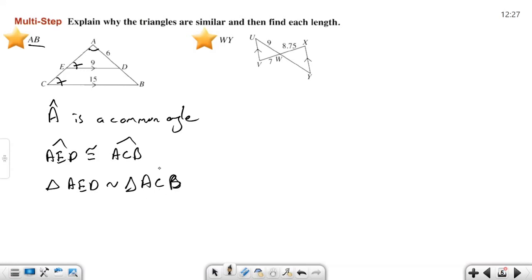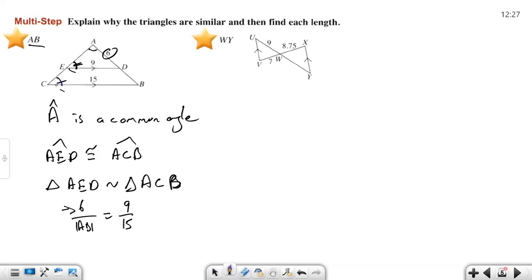That's the first reason why we wrote that one. Because of the similarity, I can say 6 over AB. So AB, if it's similar, we can write a proportion, 9 over 15. That's one important thing I want to point out. When you write a proportion, opposite of the congruent angles, as you see, opposite of this angle is 6. So I wrote here 6.